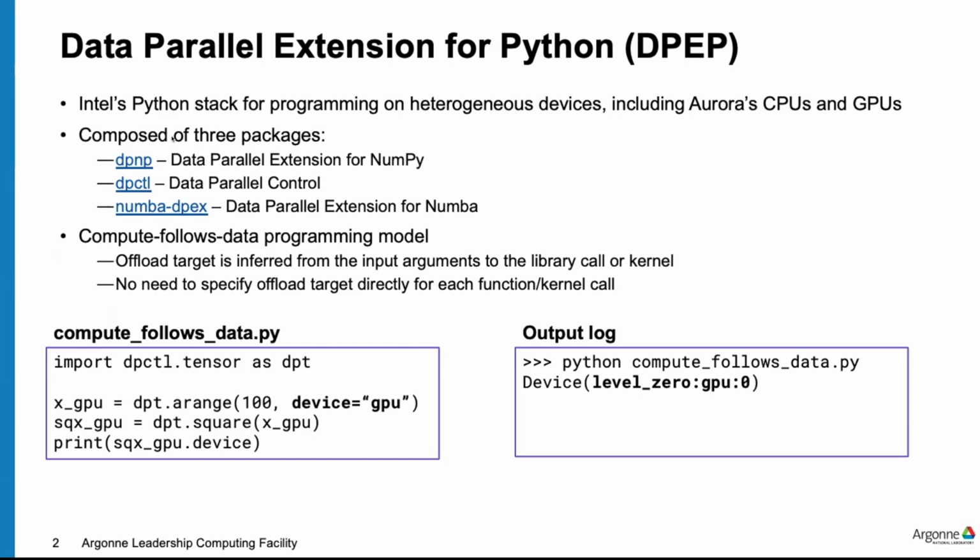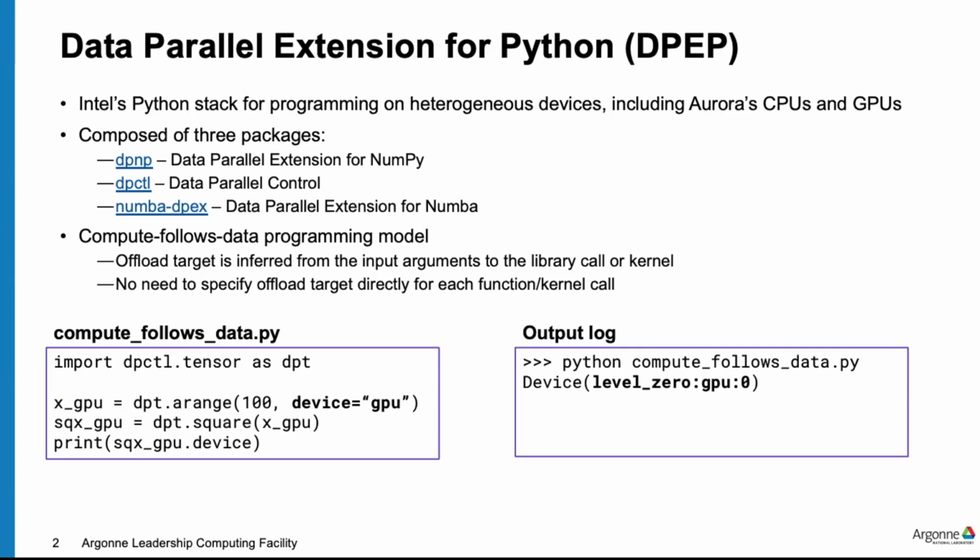Okay, great. Thank you. So Data Parallel Extension for Python, or shorthand DPEP, is really Intel's Python stack for programming on generally heterogeneous devices, but this really includes Aurora CPUs and GPUs. And it's composed of three packages that we'll walk through today. The first is DPNP, which stands for Data Parallel Extension for NumPy. Second one is DPCTL, Data Parallel Control. And then finally, Numba DPEX, which is the Data Parallel Extension for Numba.